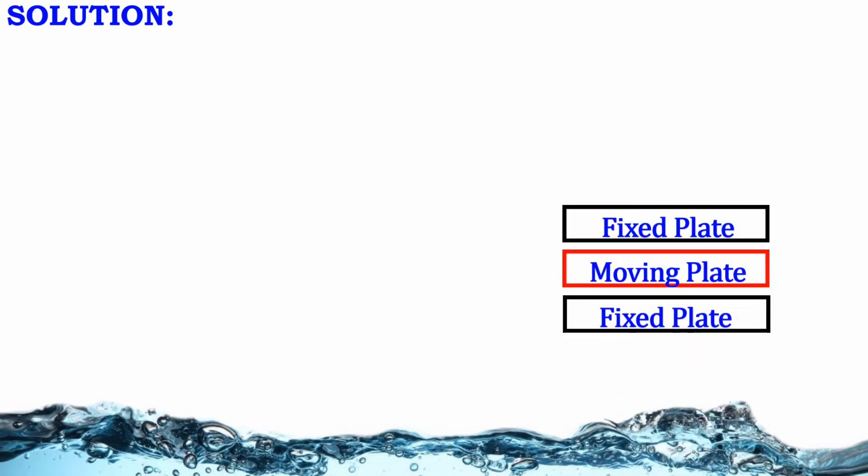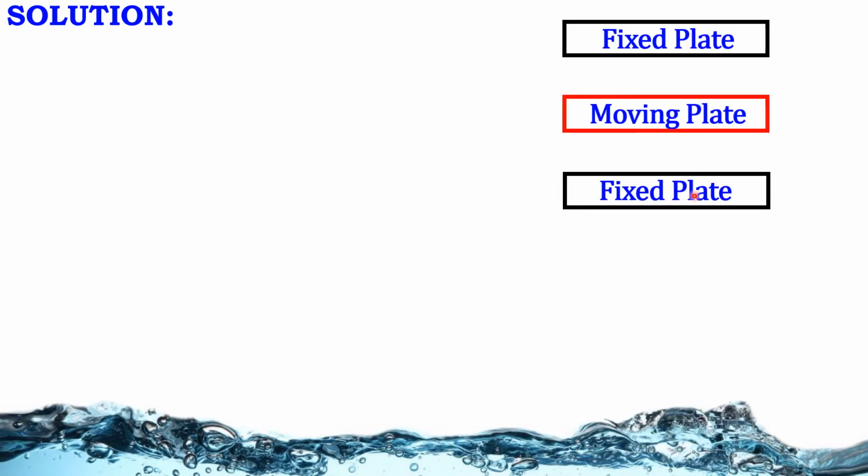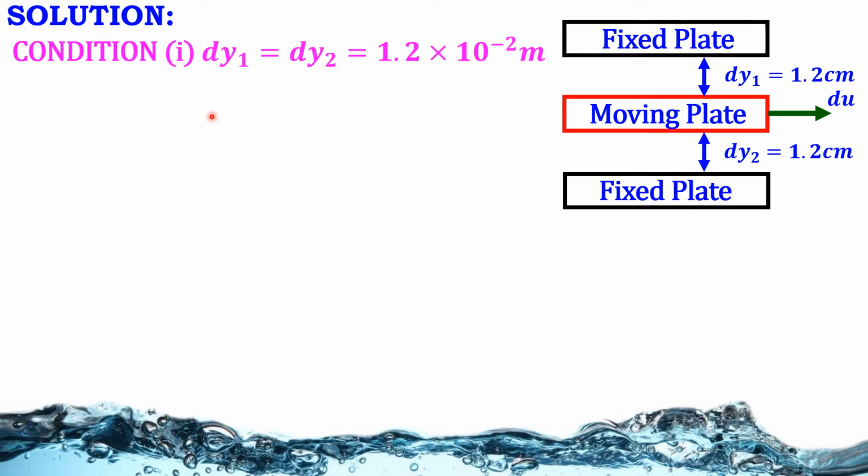Solution. Here we have two fixed plates and one moving plate. The distance between the fixed plate and your moving plate is 1.2 centimeter and 1.2 centimeter. The relative velocity is u. Condition 1, dy1 is equal to dy2. Since it is in centimeter, to convert into meter it will be divided by 100. Therefore, 1.2 into 10 to the power minus 2 meter.